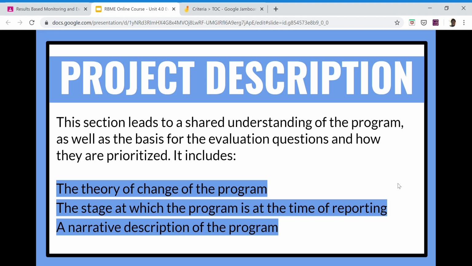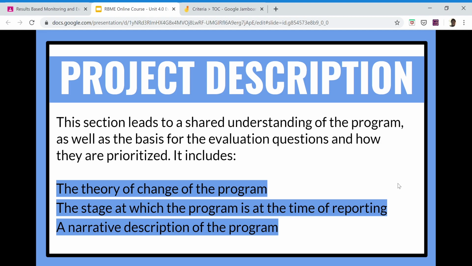Yes, which is, if you remember, the inputs that would be designed for the program, the activities that were designed, what was supposed to be the inputs to the output, then to the outcome and impact stage. So all this needs to be clear in that part.